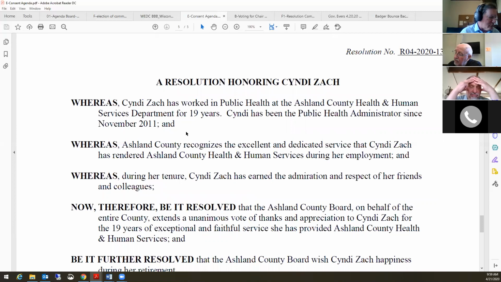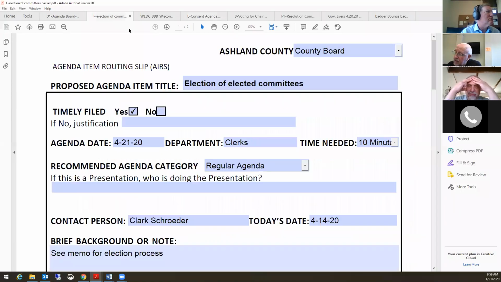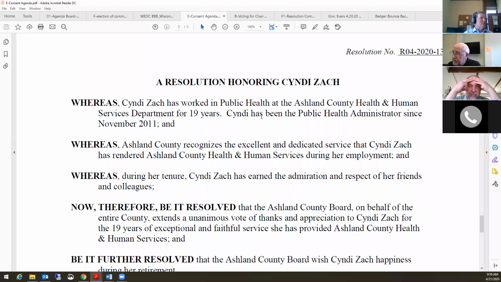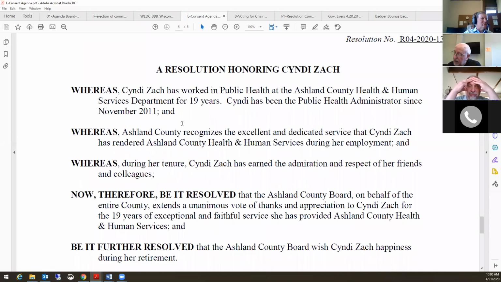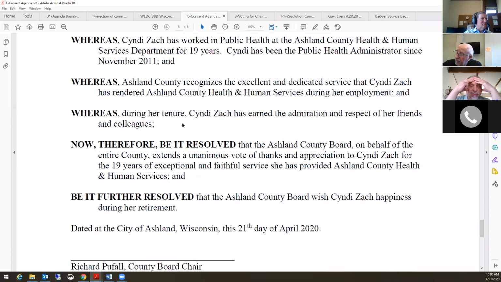Resolution R04-2020-1349 honoring Cindy Zach. Kathy Schutte here. I'd like to make that motion. Charlie Ortman, I'd like to second it, please. All right, we have a motion and a second. All those in favor say aye. Aye. Can I talk to that a minute?